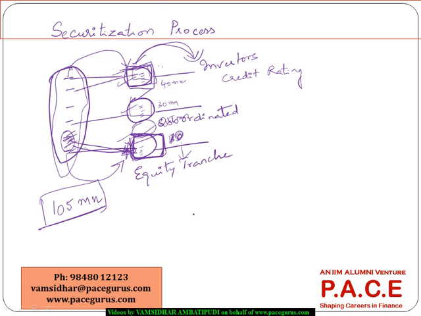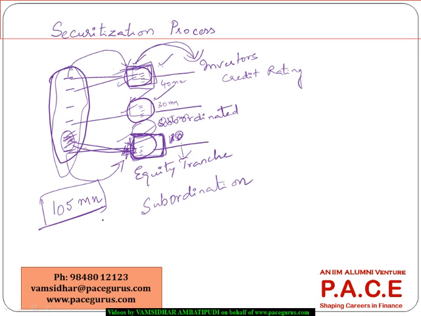So this kind of a mechanism is called the subordination process, where the process involves creating various tranches with different credit ratings and different priorities. So the losses are first absorbed by the equity tranche and then by the ones above.